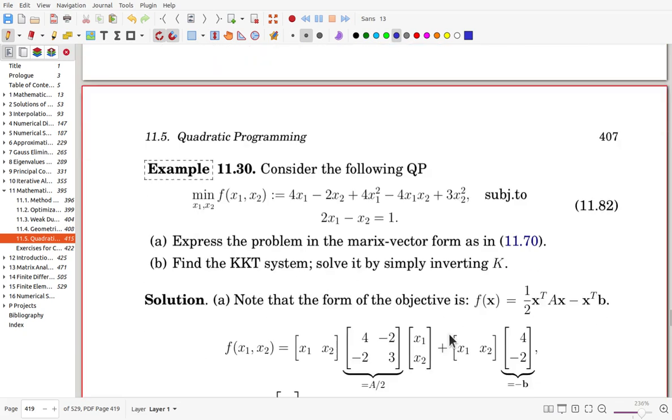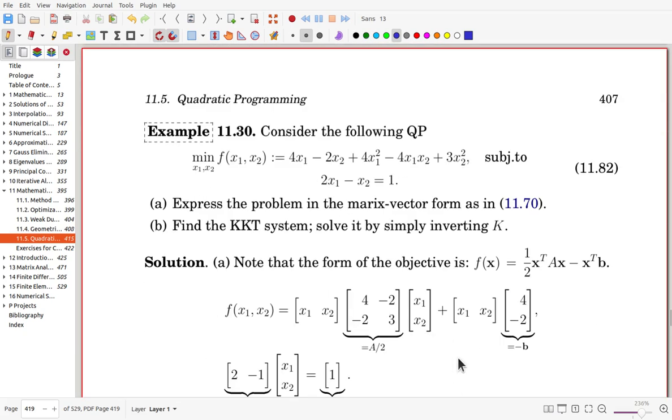Okay, we have an example. Consider the quadratic programming for this objective function along with this equality constraint. We'll try to express the problem in a matrix vector form, and then we'll try to find the KKT system and solve it by using the simple inversion of K.